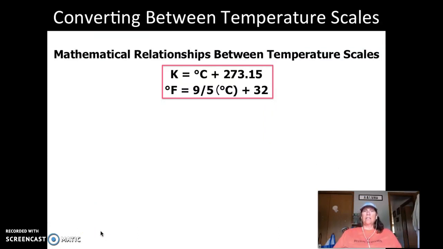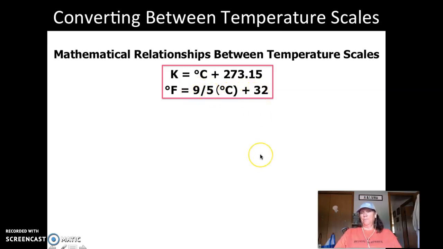Okay, if there's an actual mathematical relationship, the easiest one is to convert Celsius into Kelvin. And again, when we do gases, we'll do that. All you have to do is add 273. We're not even going to use the 0.15. We're just going to go with 273. So if you have 100 degrees Celsius and you want to convert it to Kelvin, you take 100 plus 273. It becomes 373.